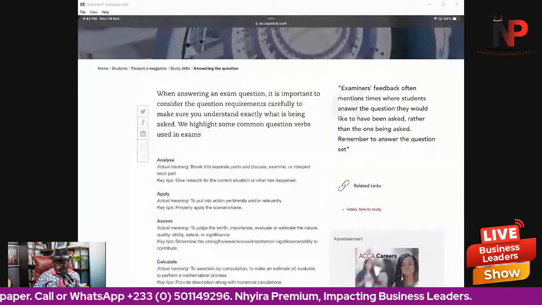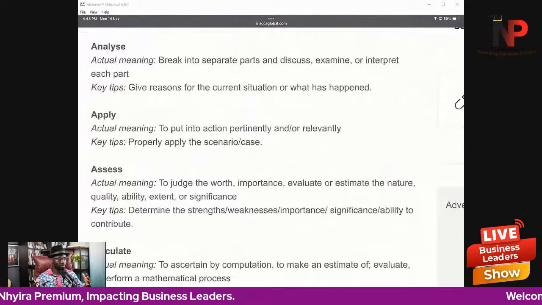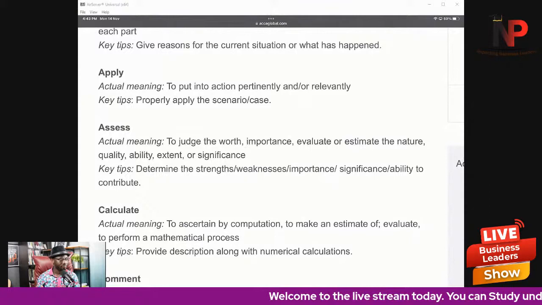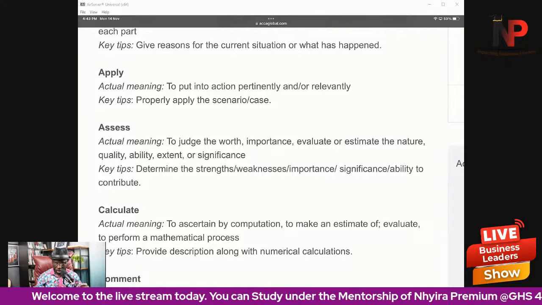So that is the first verb the examiner is going to be using, analyzing. Second, apply. Apply means to put into action pertinently and or relevantly.